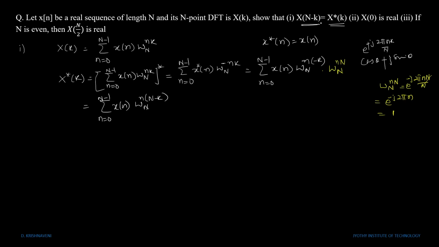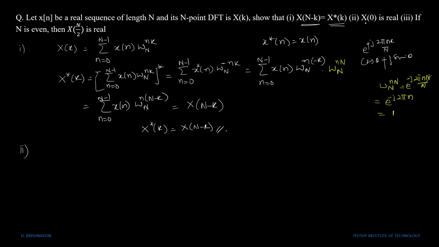Because you can see we have to prove that conjugate of X(k) is equal to X(N minus k). So that's why I multiplied with W_N to the power of nN. So now this is equal to X(N minus k). When you compare it with the formula of the DFT, you can see all the terms are the same. In place of k, we have N minus k. So instead of writing X(k), we write X(N minus k). And we have proved that conjugate of X(k) is equal to X(N minus k).